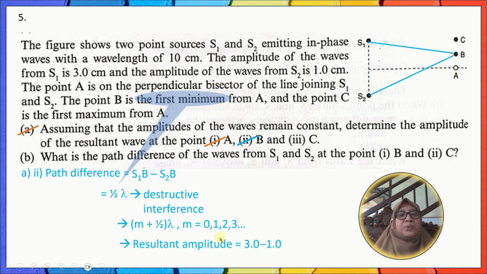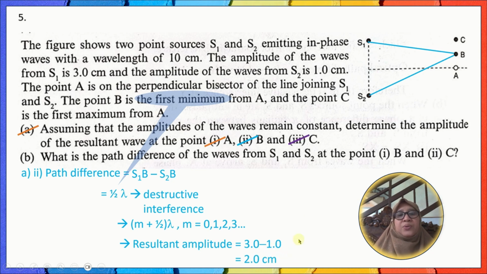Now for the resultant, we use the principle of superposition, and this time because the waves cancel each other, we use 3 minus 1. The answer is 2 centimeters.